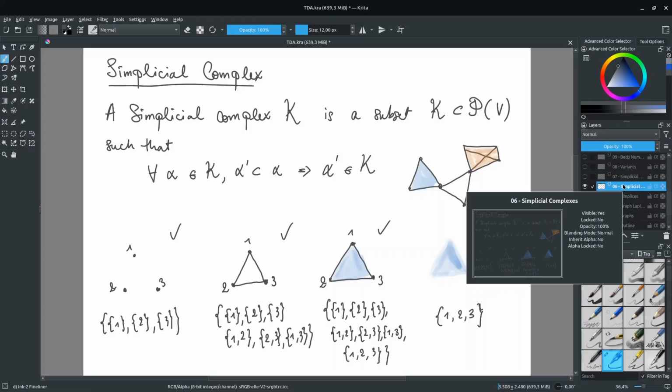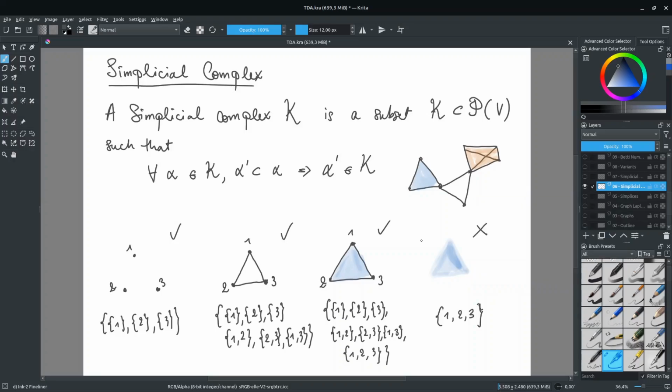In the same way a graph is a combination of edges, a simplicial complex is just a collection of simplices. And so a simplicial complex K is going to be a subset of the power set of V, so all the subsets, but it has to satisfy a condition: for any simplex within K, K must also contain all the faces of this subset. So that's what I'm saying here: for any simplex in K, if alpha prime is a face of alpha, then alpha prime is also in K.